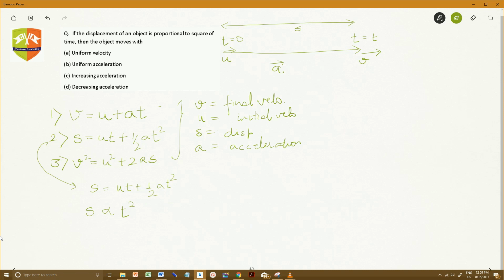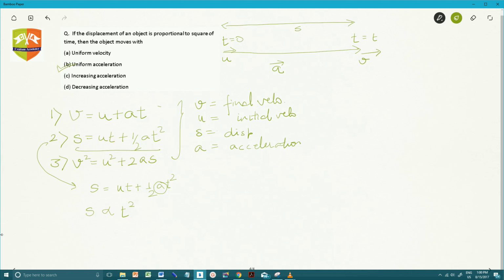What was the assumption in this equation? The assumption is a is constant. Only then we can arrive at this particular equation. So hence clearly in this case s is directly proportional to t square, so the answer would be B, that is uniform acceleration. Now what would be the case in case of uniform velocity?